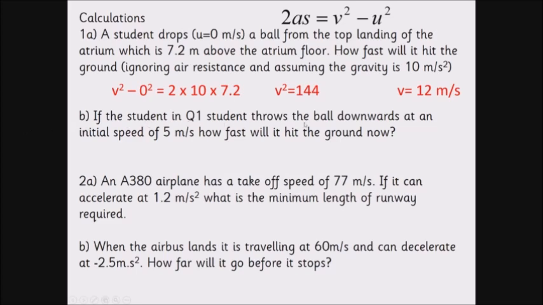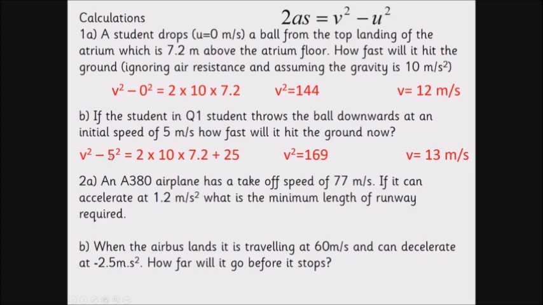If the student in question 1 throws the ball downwards at an initial speed of 5 meters per second, how fast will it hit the ground? Now, this is the same equation, but instead of having 0 for my initial velocity u, I've got 5 in, so this is now 5 squared. Okay, be careful with the signs here. I've still got 2 times 10 times 7.2. But what I've just done, I've shown this in one step. This minus 5 squared, I would move over and have plus 5 squared, which is 25.